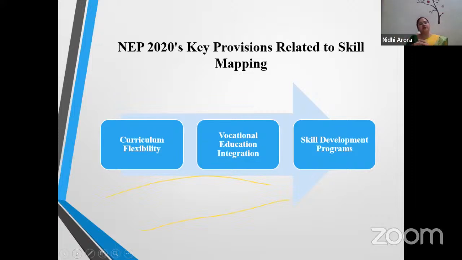Then vocational and educational integration, as I told you, promotes the inclusion of vocational courses at different stages of education, supporting vertical skill development pathways and skill development programs. The policy supports various skill development initiatives that can be mapped horizontally across different sectors, enhancing adaptability and career mobility.